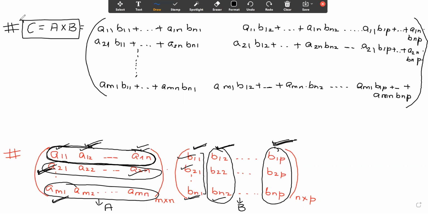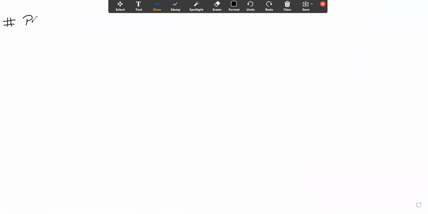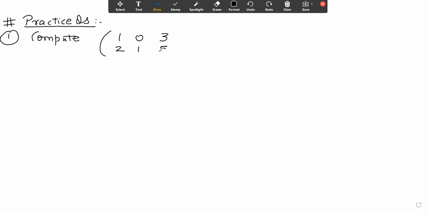Okay, let's do practice questions, guys. Let's start with these practice questions. First question, compute the product of the matrix 1, 0, 3, 2, 1, 5 with another matrix 1, 3, 2, 5 and 6, 2.